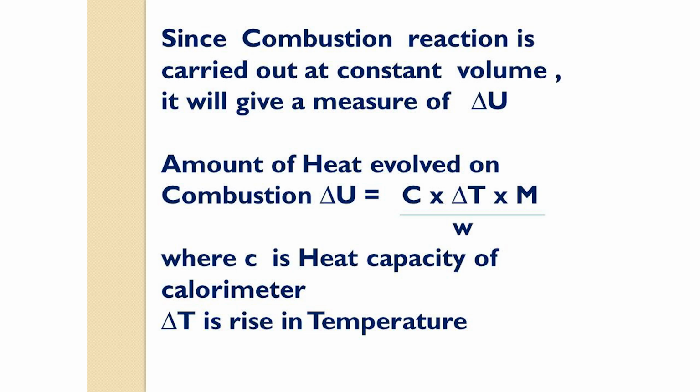that is delta U. Then what is delta U? Internal energy change is the heat evolved or absorbed at a constant volume. That is, for the amount of heat evolved on combustion using a bomb calorimeter, delta U is equal to C into delta T into M divided by W. Students, from this equation, what is C? C is the heat capacity of the calorimeter. What is delta T? Delta T is the rise in temperature.